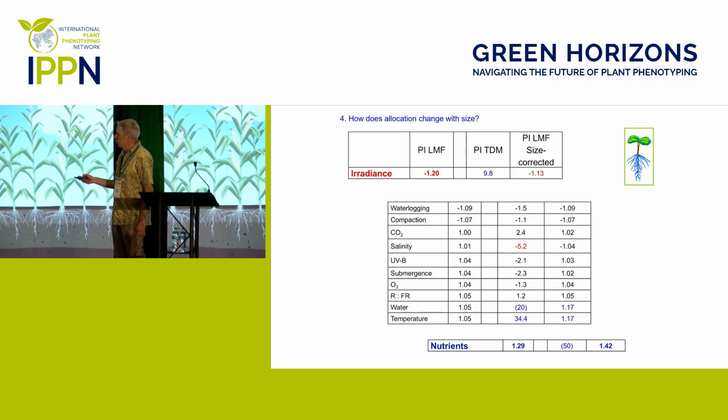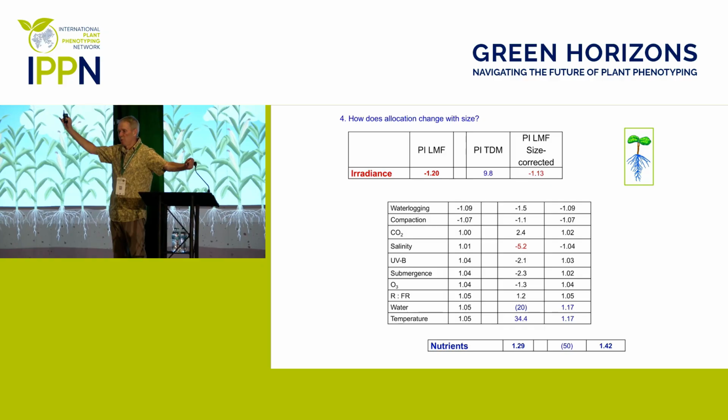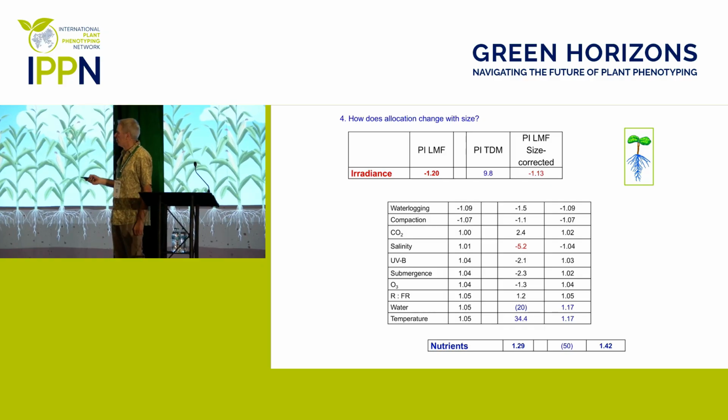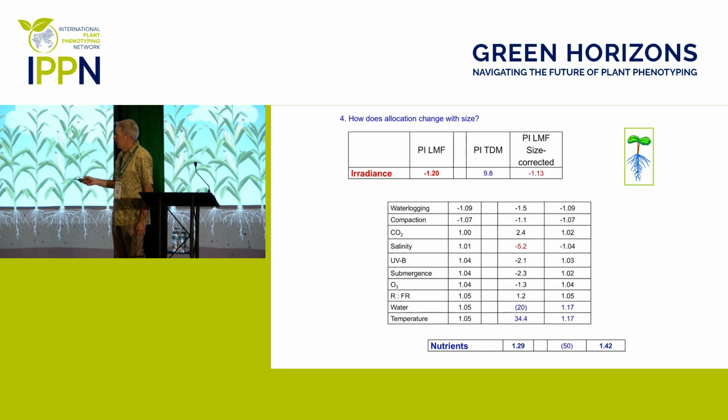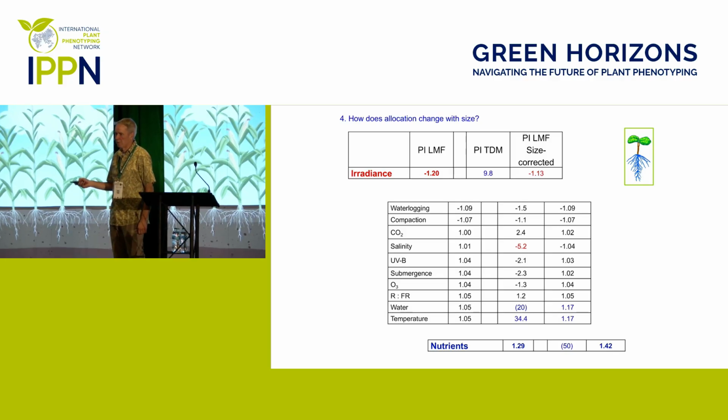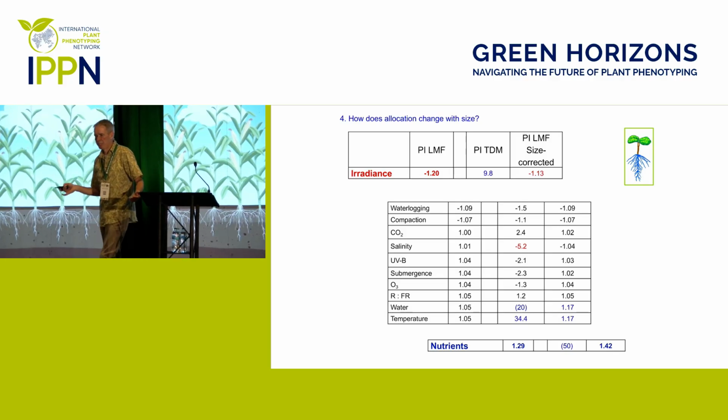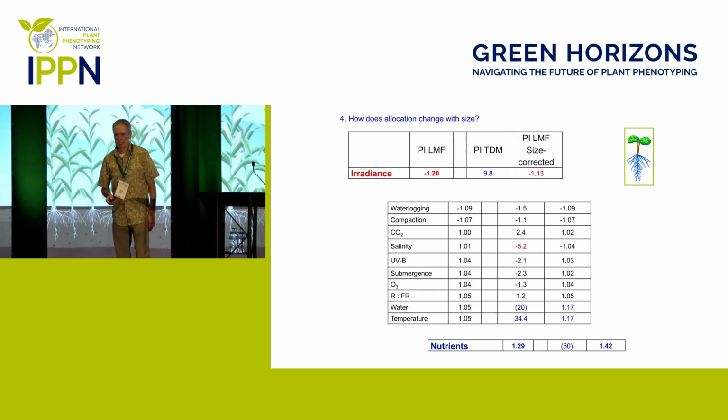We know that the total dry mass of the plant is changing tenfold over the range between 1 and 15 moles per square meter per day. So when we know this curve, we could correct this response for size, and then the response is not minus 1.2, but is minus 1.13. So yes, there is a small change in this case, but the change is not very dramatic.